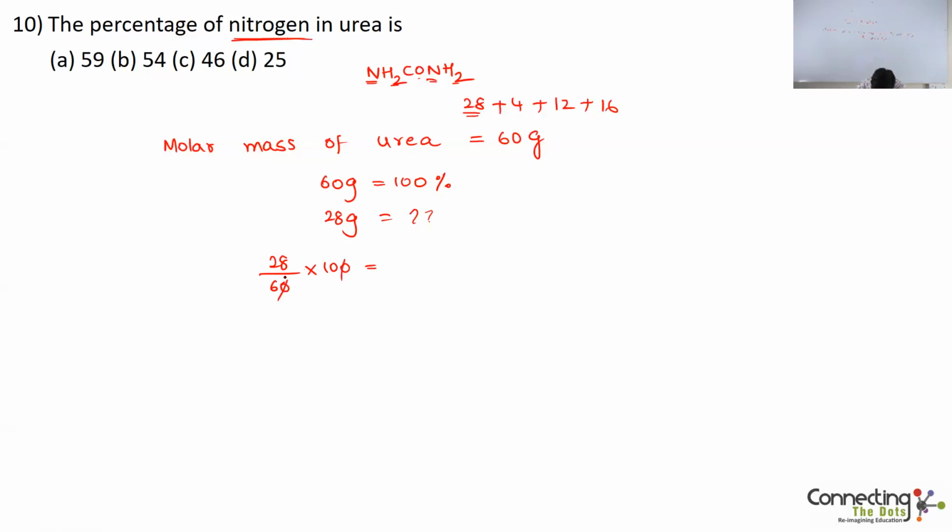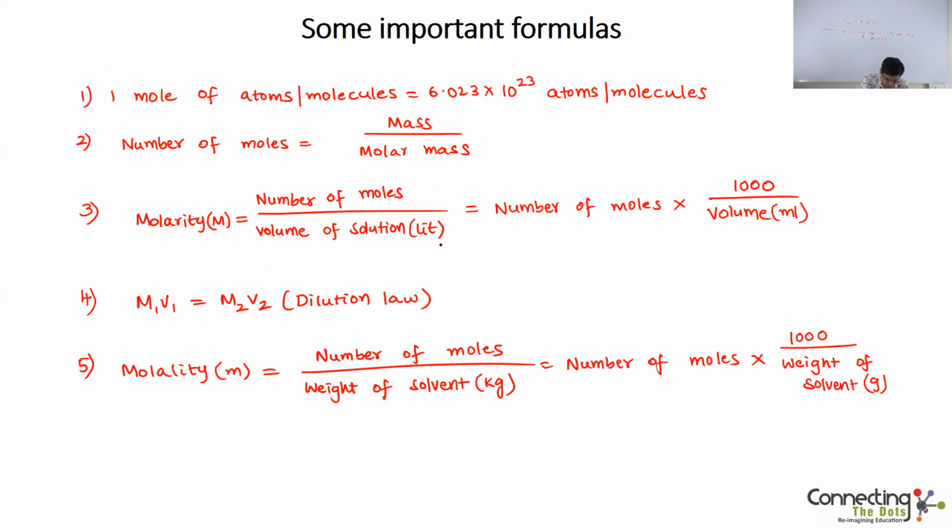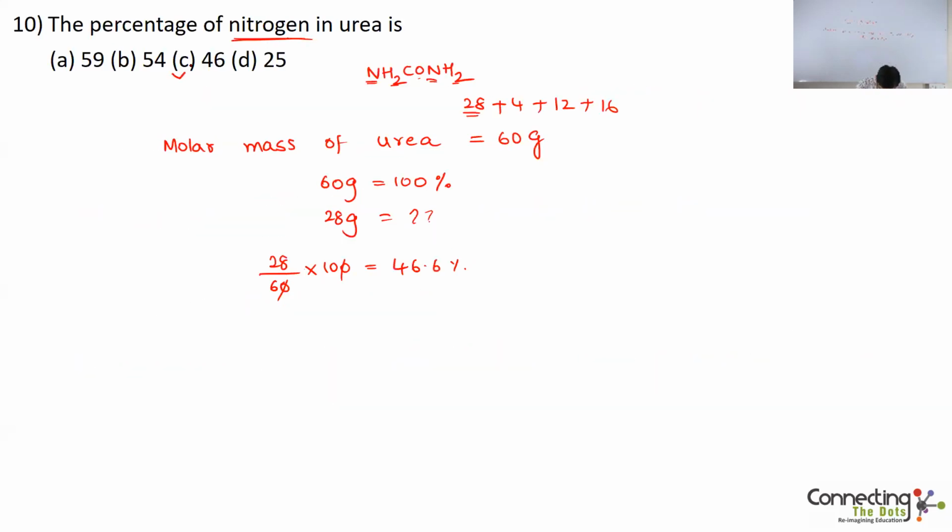So is equal to how much? Let us calculate. It will be 280 by 6. 280 divided by 6, I'm getting 46.6% approximately. So the nearest answer could be C, 46. Similarly, you can calculate for oxygen. Oxygen in total is 16, so it will be 16 by 60 multiplied by 100.